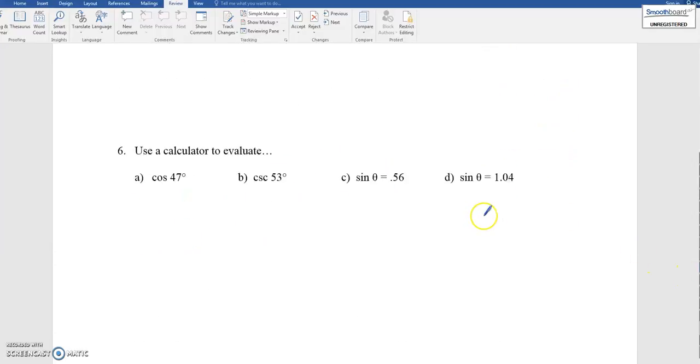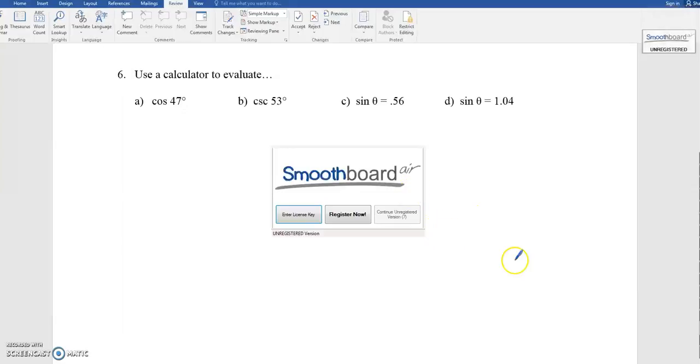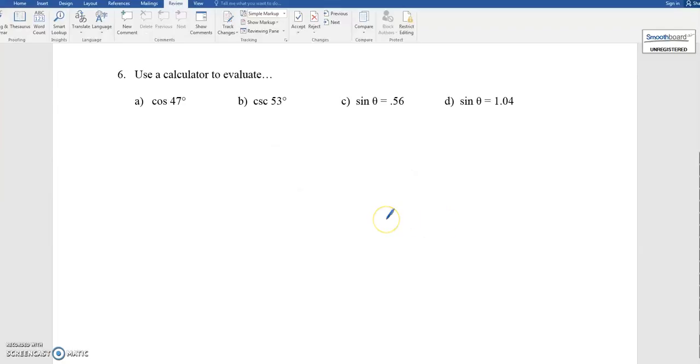Alright, scrolling up. We have to use our calculator to evaluate some things. There's our fun message again, so we'll just let that pass. You do want to make sure that you go to the mode settings on your calculator, and make sure that you have it in degree mode. There's another version called radian mode, which we'll get to in a few sections, but you just want to make sure you're in degree mode.